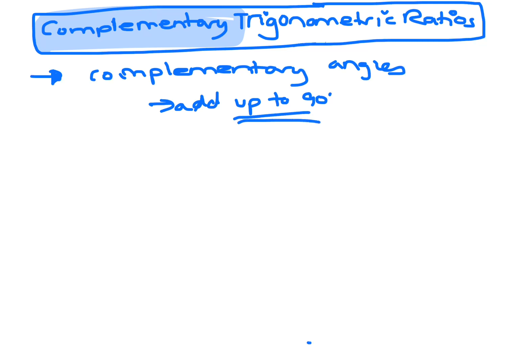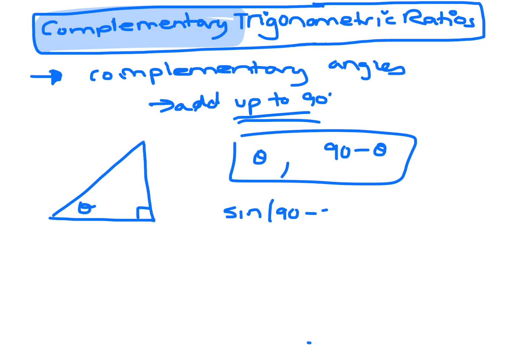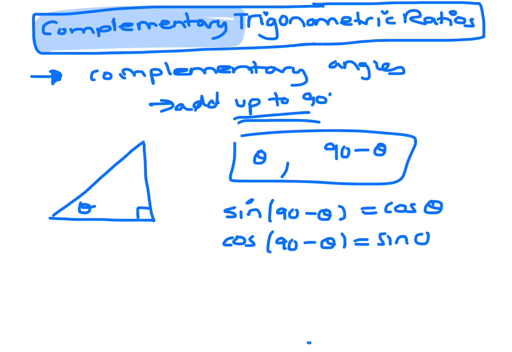So complementary trig ratios means that if you have one trig ratio that is theta and the other trig ratio that is 90 minus theta, then there are certain trig ratios that will be exactly the same. Basically, sine of 90 minus theta will be exactly the same as cos of theta. And cos of 90 minus theta will be exactly the same as sine theta.